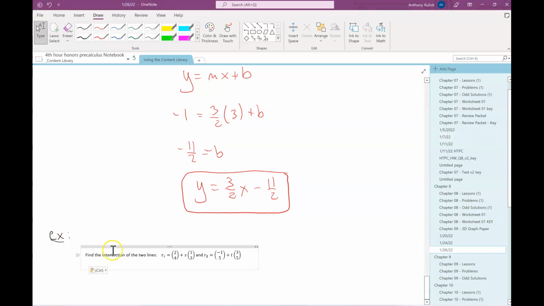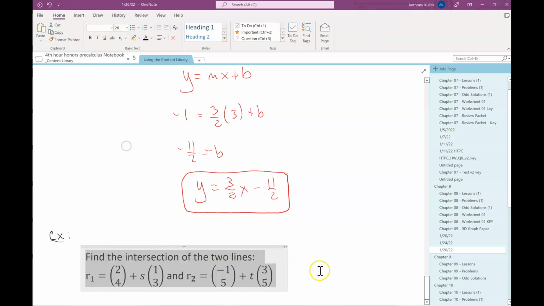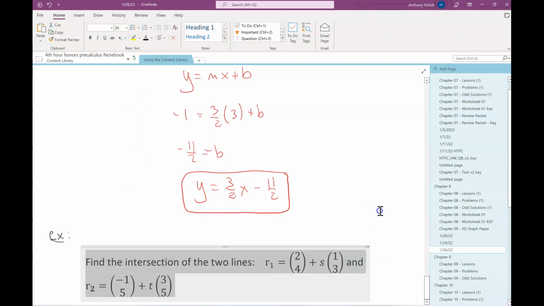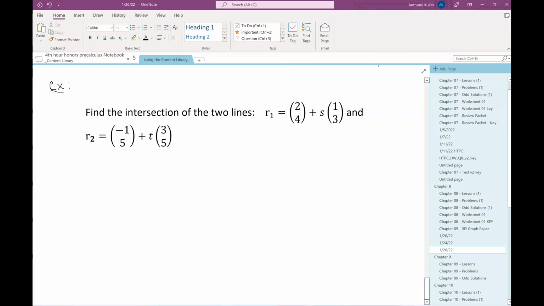We'll do one more example here, and this is the most in-depth one. So here we're asking to find the intersection between the two lines.